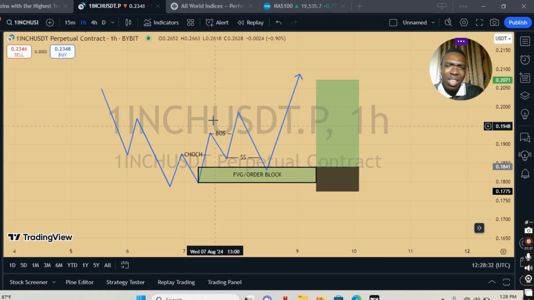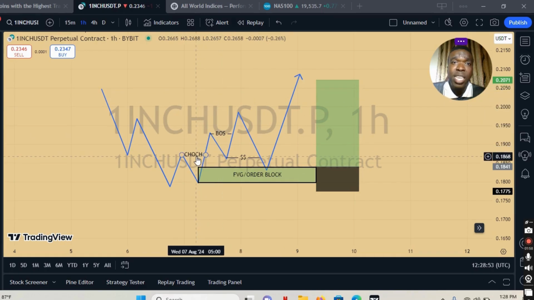This hardly forms in the 4 hour time frame. This kind of analysis is mostly seen in 5 minutes, 15 minutes, and 1 hour. These are the time frames where you can see this more often, whereby price gives us a change of structure right here, which indicates that this is no longer a downtrend. We are now looking for a buy setup.